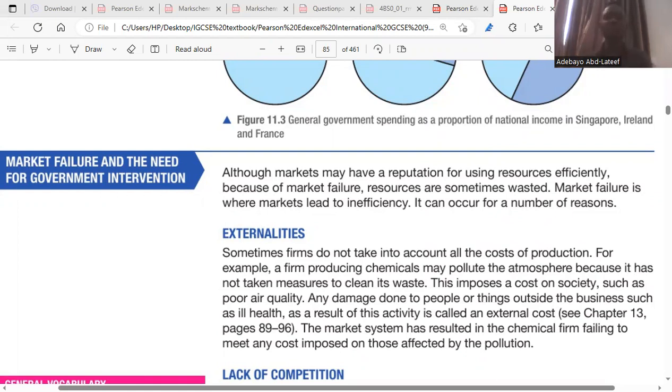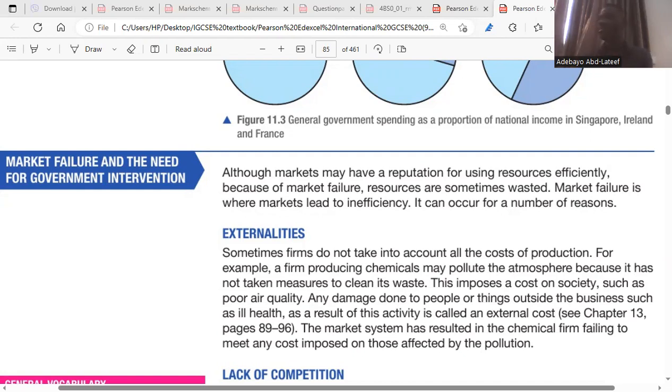So what is market failure? Market failure implies the inefficiency of the market in terms of allocation of resources. So misallocation does not imply that it is not enough. It can also mean that you are producing too much. Too much, too little are both misallocation.